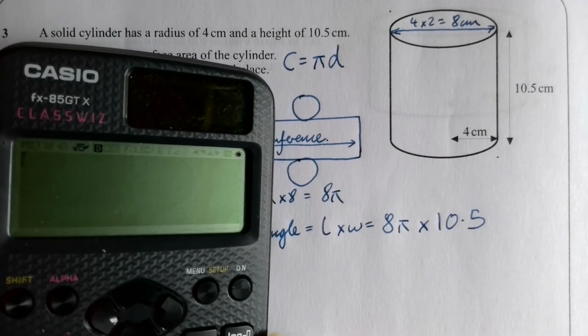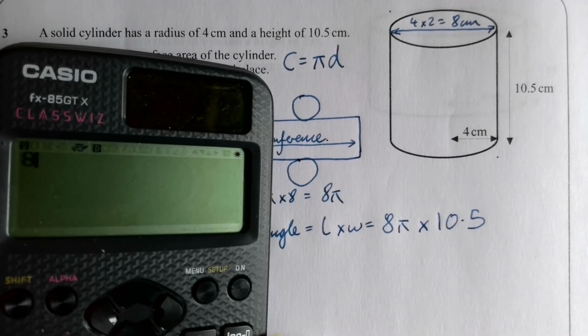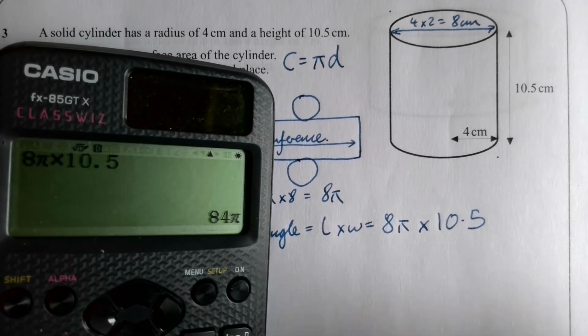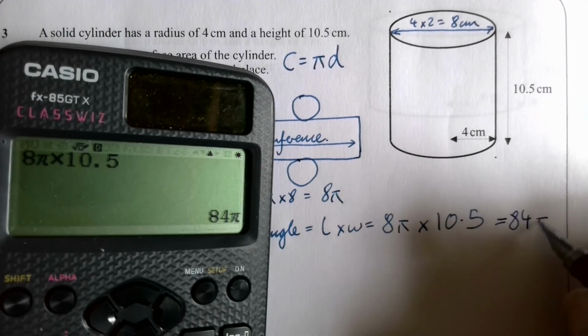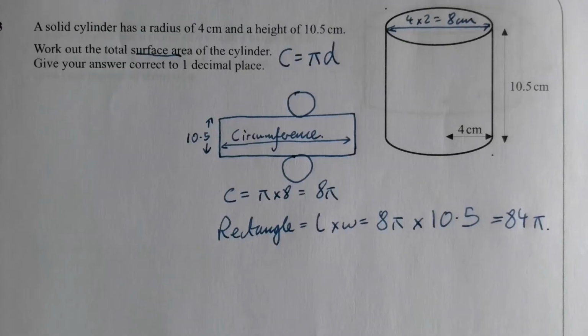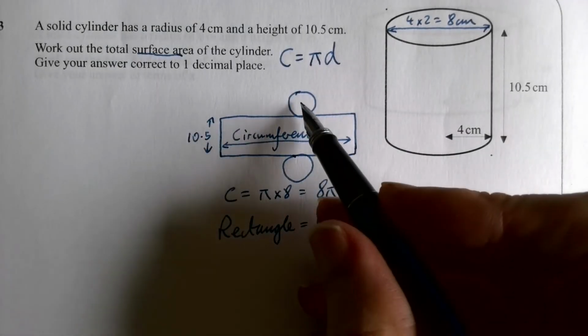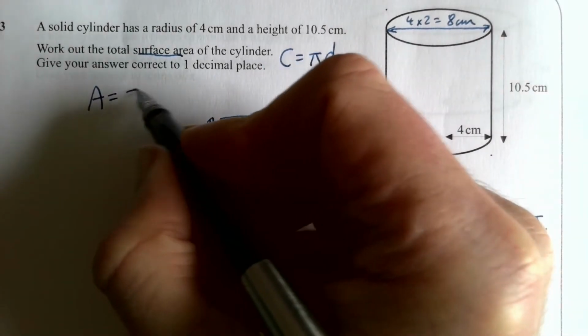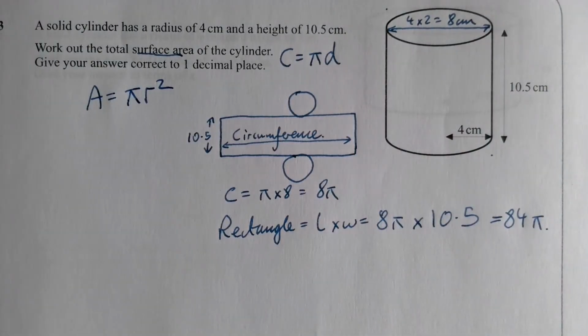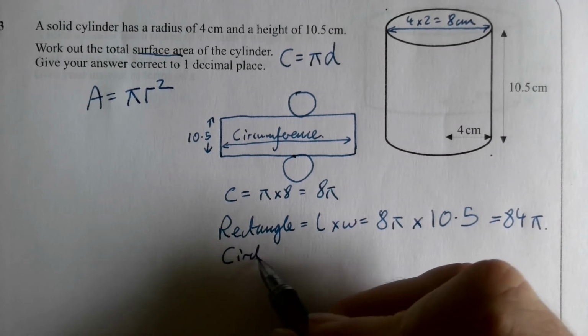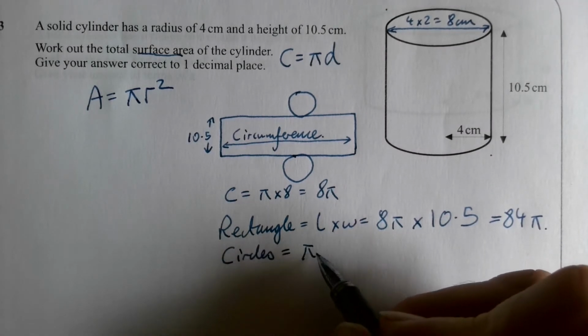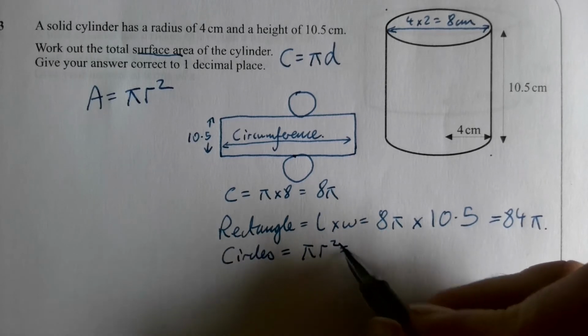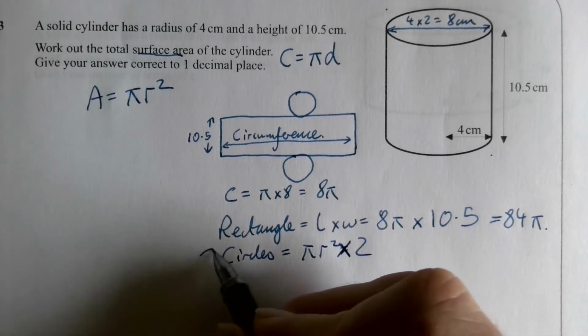We pop that into the calculator, 8 shift pi times 10.5, we get 84 pi. So let's just keep it as that for now, because it's less writing than turning it into a decimal. And then we've got 2 circles, and the circles are the same size as each other. So we just need to work out 1 circle and double it. Now the area of a circle is pi r squared, and you need to know that. So circles equals pi r squared, and then we're going to times it all by 2 because there are 2 circles.